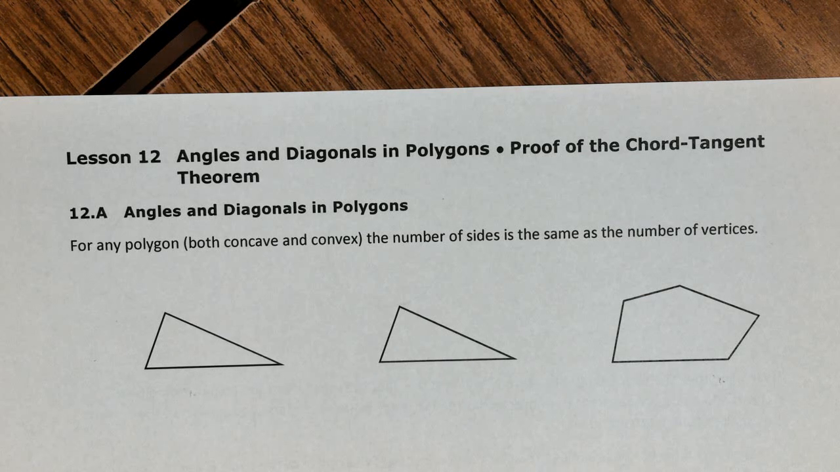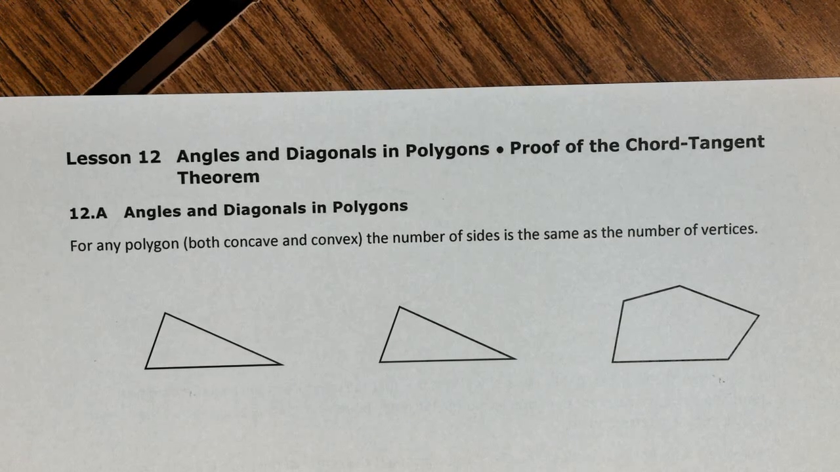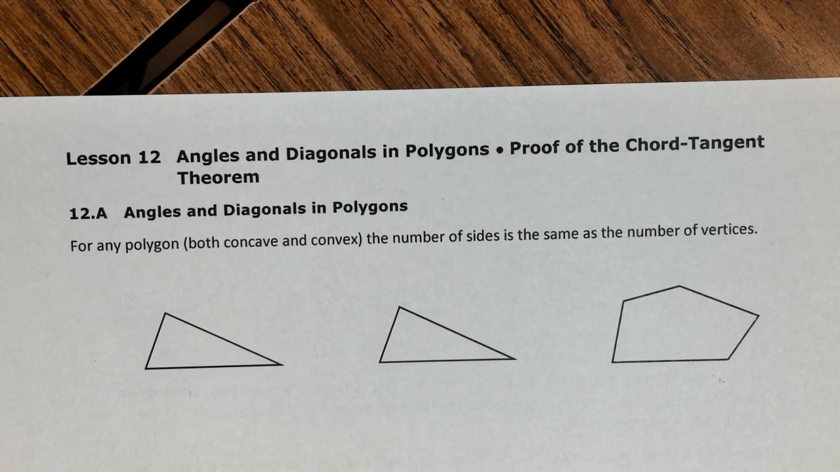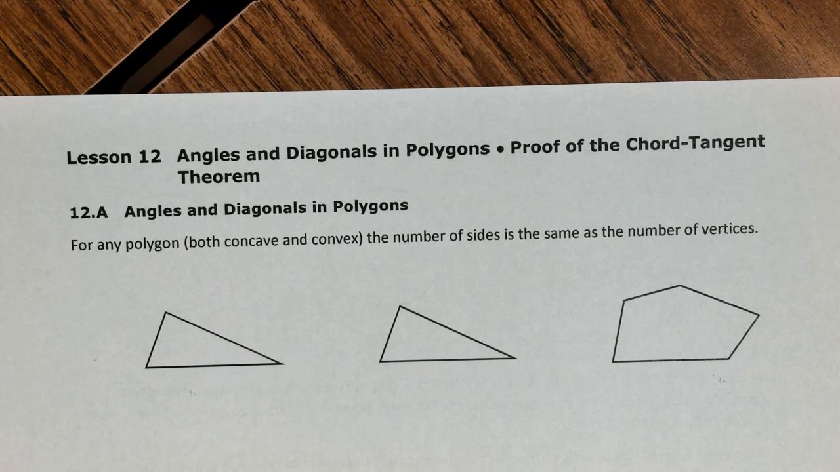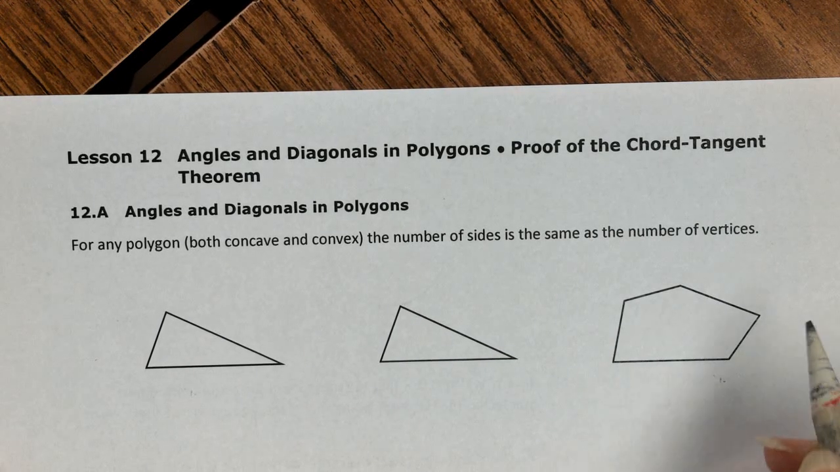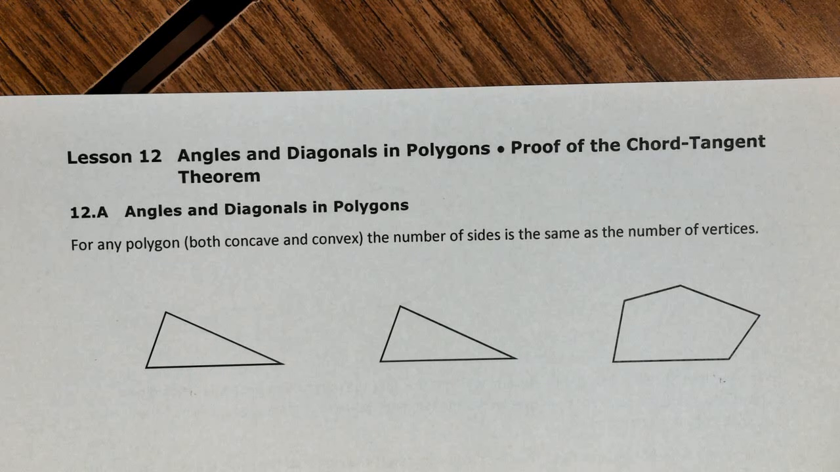Advanced Math Lesson 12. Part A is called Angles and Diagonals in Polygons. And you see a bunch of polygons here. First thing, for any polygon, whether it's concave or convex, the number of sides is always the same as the number of vertices. The vertices are the corners, the points at which the sides connect, the endpoints of the sides.